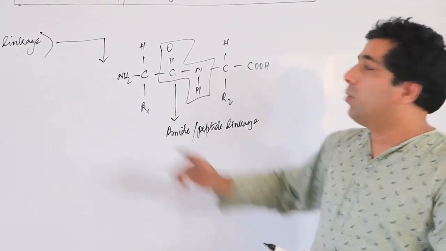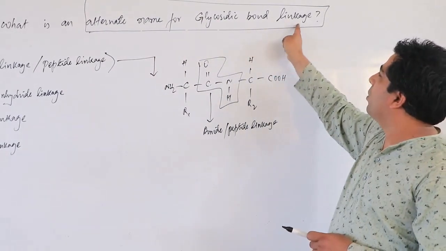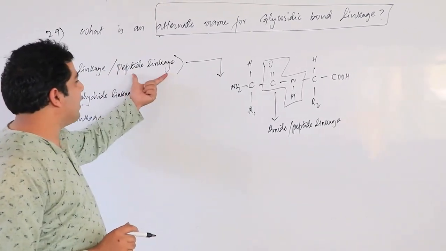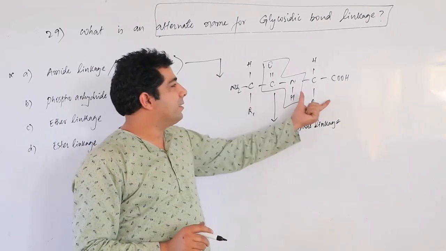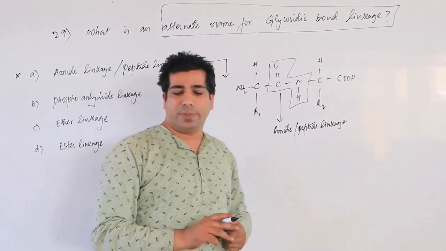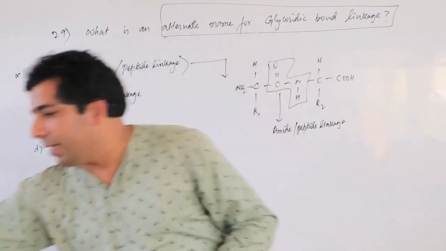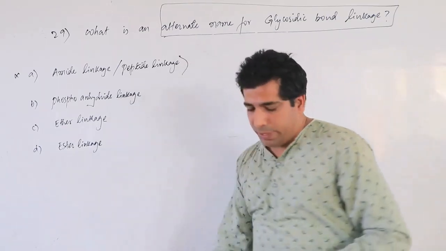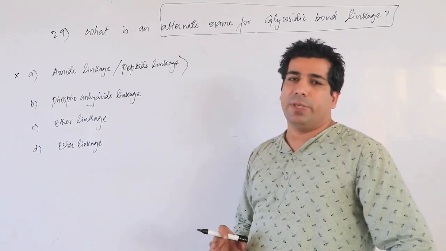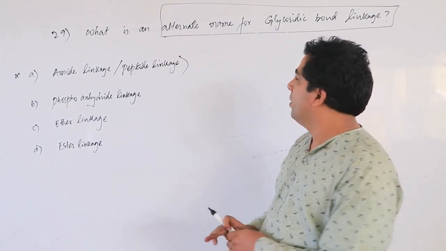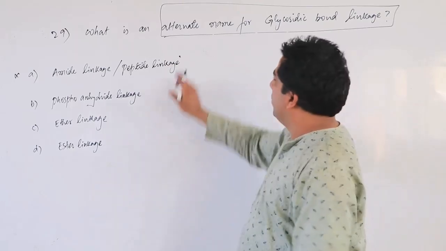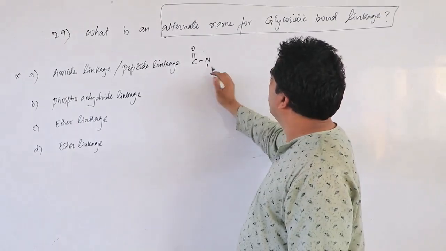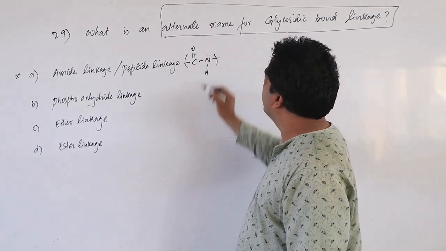But I have to talk about what is the alternate name for glycosidic bond linkage. So this is not your answer. Amide linkage is also known as peptide linkage, and it is present between amino acids. Now let's have a look at the second one. So the first one is not the answer, because amide linkage or peptide linkage is present between amino acids. My dear friends, this amide linkage is nothing but C double bond O and NH linkage, CONH.